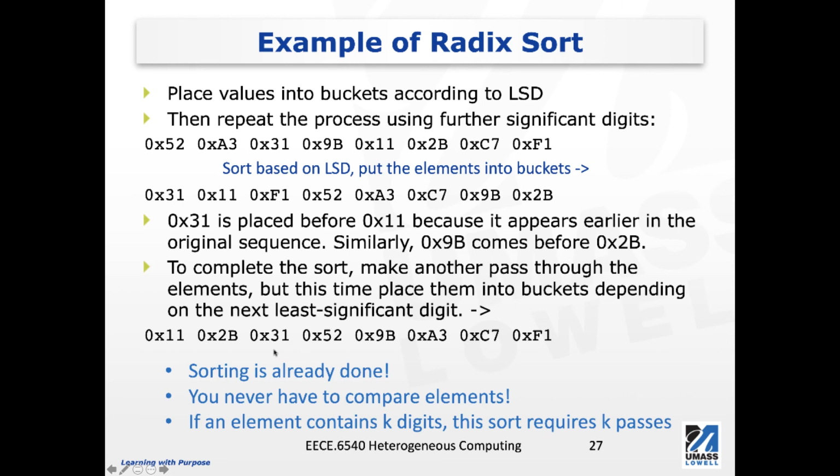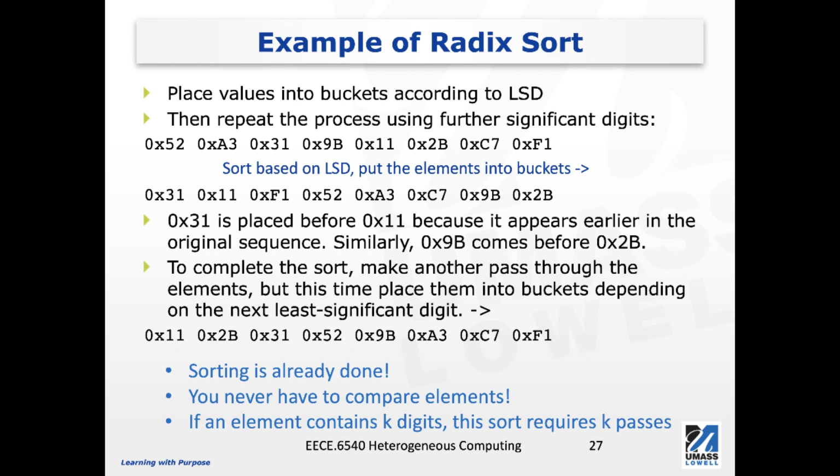So we're not really sorting the values of these elements. We're actually just looking at these digits. The final sorted sequence will be 11, 2b, 31, 52, 9b, 83, c7, and f1. And you can see that the sorting is done here.